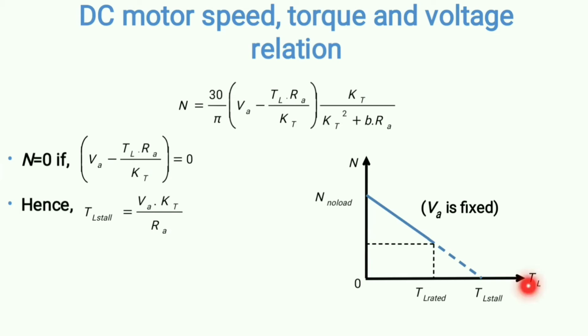As you can see in this figure, this is the stalling torque, and at this point speed is completely 0. If you keep on increasing the load, the speed will keep on decreasing, and at a certain point the speed will be 0. That means the motor will completely stop due to a huge load, and that load torque is called the stalling torque. From this expression you can easily find the stalling torque of a particular DC shunt motor or constant flux motor like a PMDC motor.